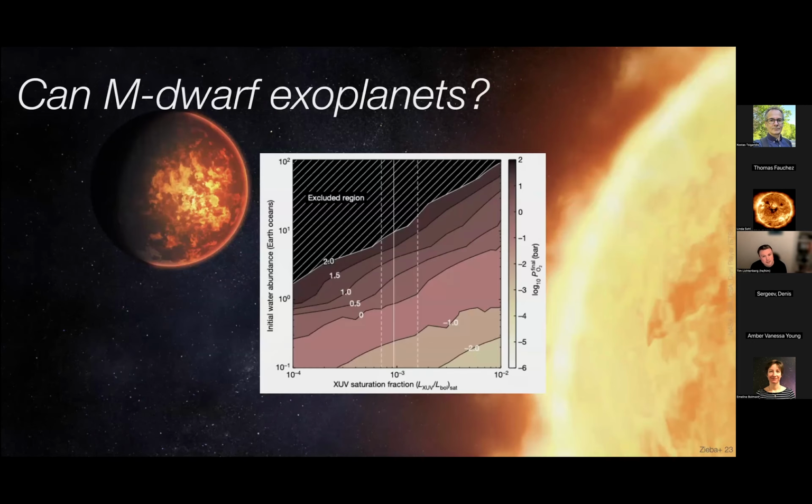Another high-profile case from last year was the interpretation of the TRAPPIST-1c planet. And so this is a plot from Krissansen-Totton 23. Initial water abundance here. This is the assumed XUV saturation fraction. And the color is the oxygen partial pressure. And so these are essentially magma ocean evolution models, coupled climate-interior models that are time evolved. And the outcome of these simulations is a prediction of the buildup of abiotic oxygen, where water is photolyzed in the upper atmosphere, the hydrogen escapes, and the oxygen stays behind.